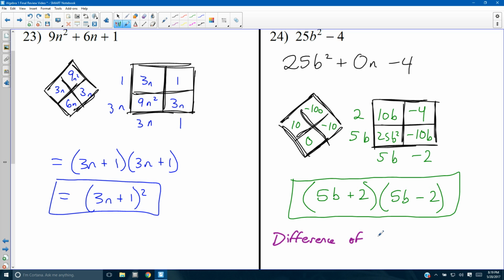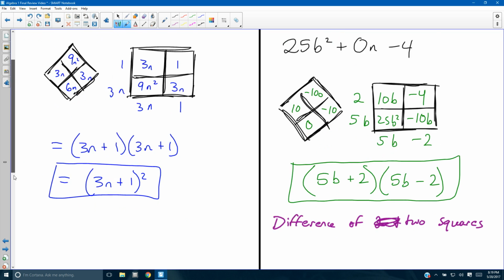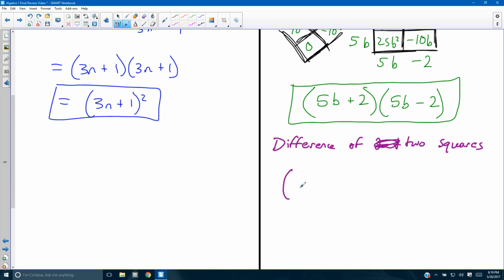All they mean, the difference of two squares, is that if you have some a plus b times a minus b, this does equal a squared minus b squared.